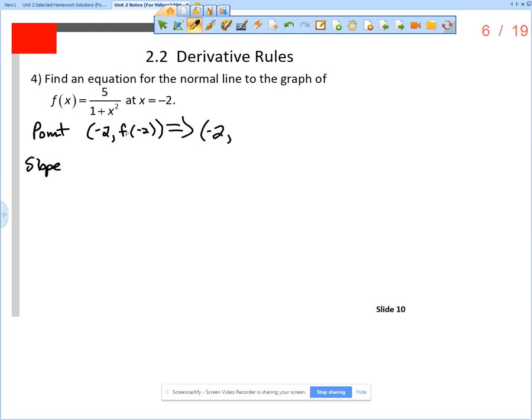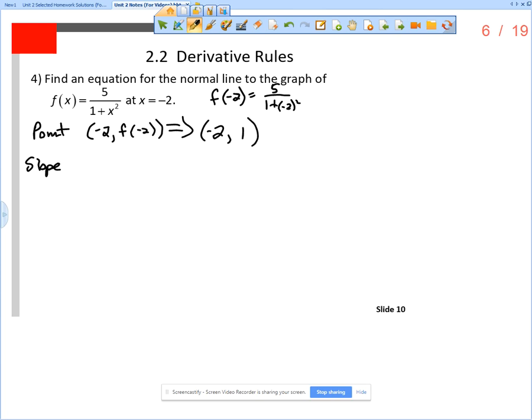So f of negative 2, so 5 over 1 plus negative 2 squared. So if you need to write this down, f of negative 2, 5 over 1 plus negative 2 squared. Negative 2 squared is 4. 1 plus 4 is 5. 5 over 5 is 1. So my point is at negative 2, 1.